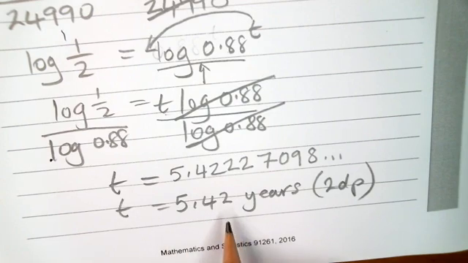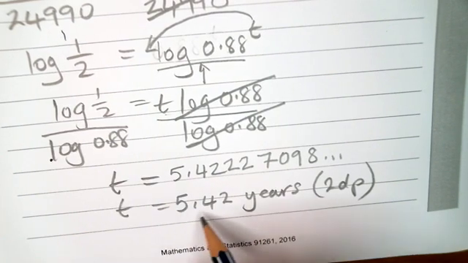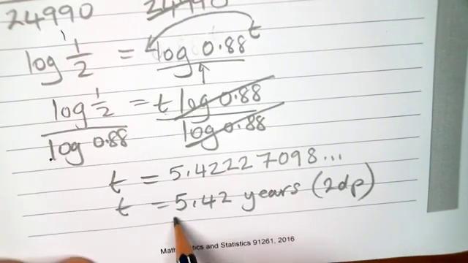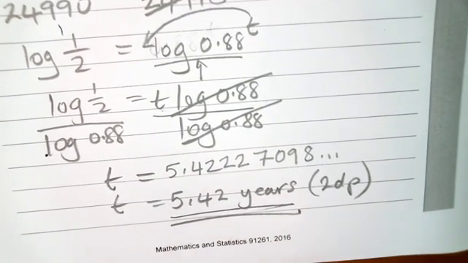You could argue that it was more than 5 years, so you could say 6 years, because you'd probably have to wait till the end of the 6th year for all this to play out. But just as a raw answer, I would say that would be what you're after. Hopefully that makes sense.